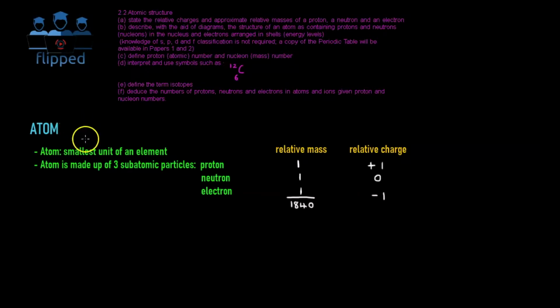So today we are on atomic structure, and it's really all about the atom. An atom is really the smallest unit of an element, which is, for example, carbon, calcium, fluorine. Anything that can be found in the periodic table is called an element, and it's made up of atoms.